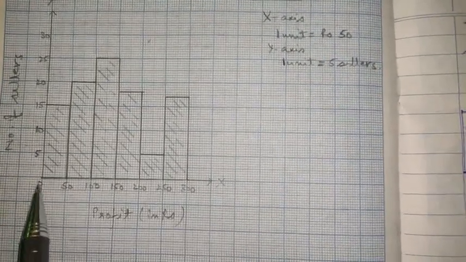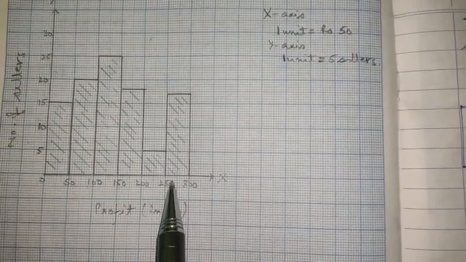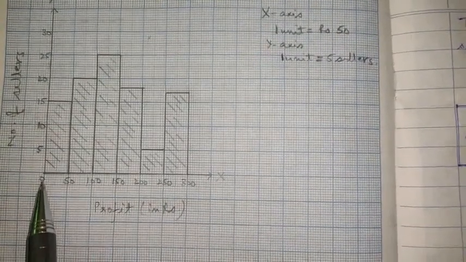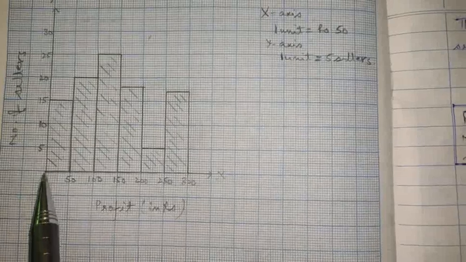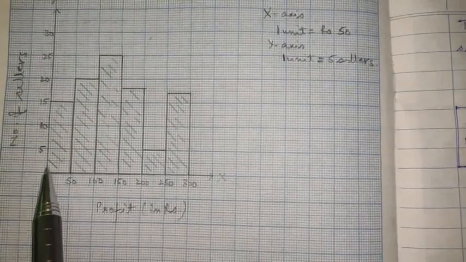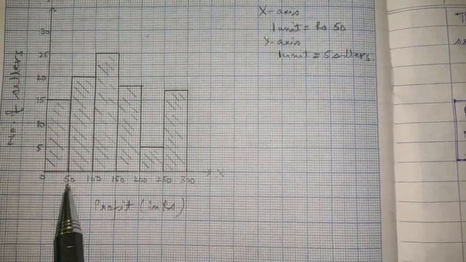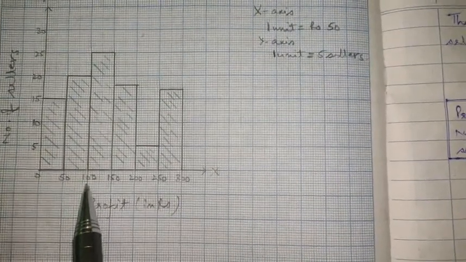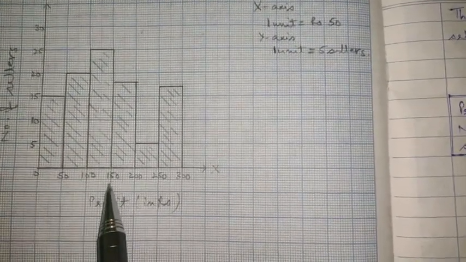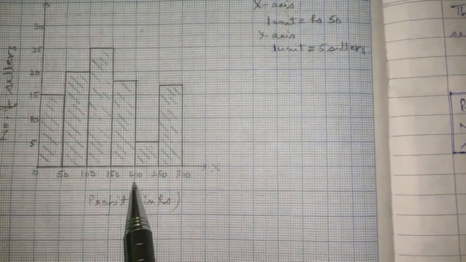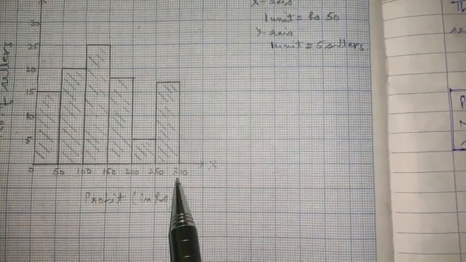So on the x-axis, you are going to mark all the values that are present in the class intervals. That is, the first value, you are going to mark over here on this first line, 0. Then on the second line, you are going to mark 50. Then on the third line, 100. Then on the fourth line, 150. Then 200, then 250, and then 300.